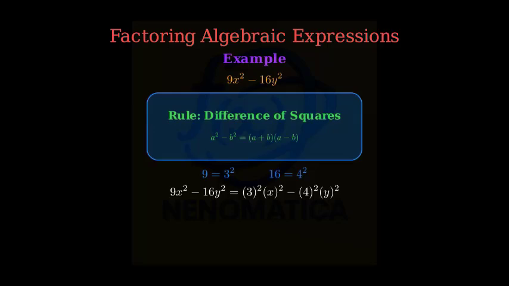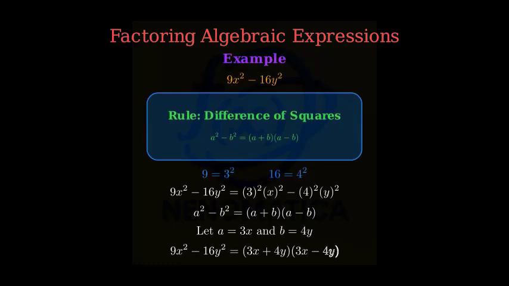Now, we can apply the difference of squares formula. Remember, the difference of squares formula states that a squared minus b squared equals (a plus b) times (a minus b). In our case, a is 3x and b is 4y. So, 9x squared minus 16y squared equals (3x plus 4y) times (3x minus 4y). Let's verify this factorization by multiplying it out.